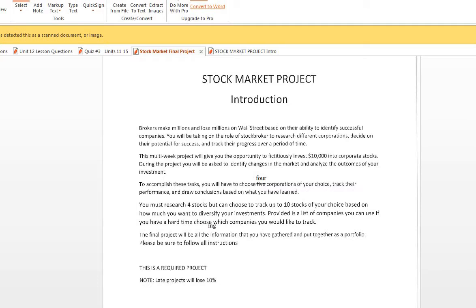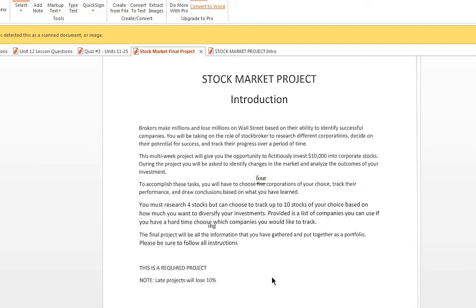So you have to choose 4 stocks of your choice, but you can choose up to 10 stocks, based on how much you really want to diversify your investment. So if you really think that choosing more stocks would make you more profit in the end, diversifying and spreading out your risk, please do so. However, it will mean a little bit more work.